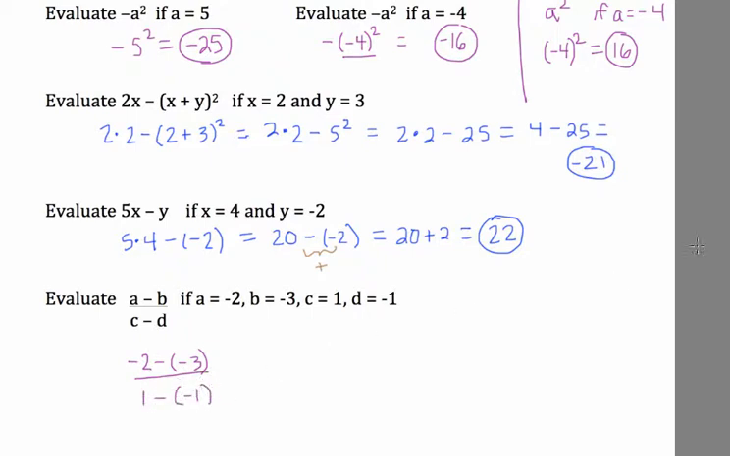Notice my use of parentheses here. -2, that's the number that goes in for A, minus. I want to make sure I get the minus that comes from the formula and the negative that comes from the number I'm subbing in. I can't skip one of those.